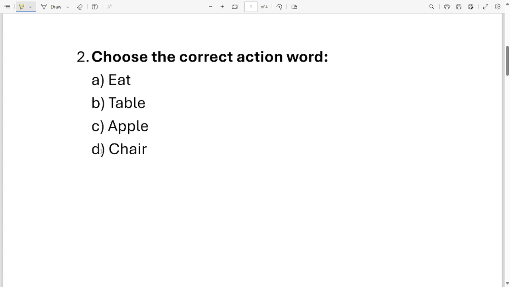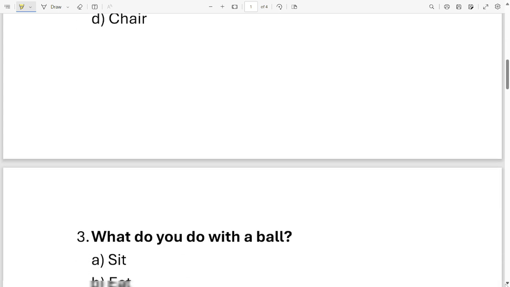Is chair an action or a thing? Is apple an action or a thing? Is table an action or a thing? Is eat an action or a thing? Yes, eat is action and the rest are things. Okay, let's move on to the next one.